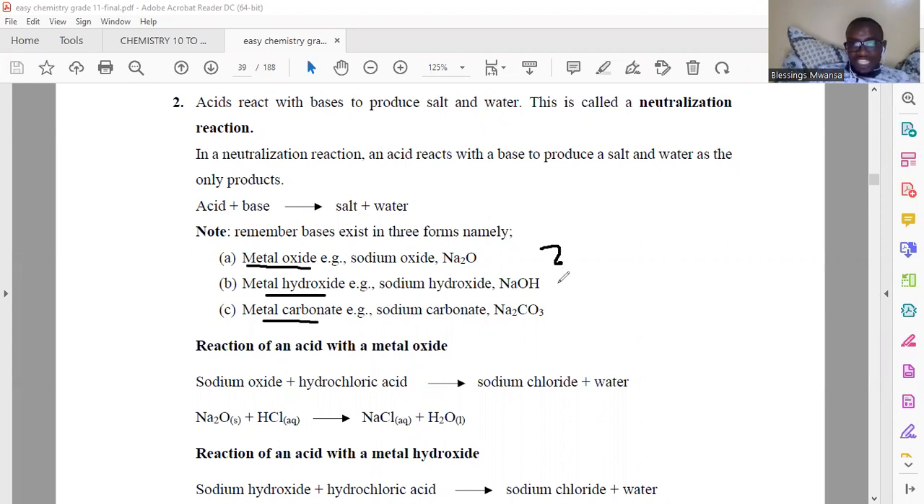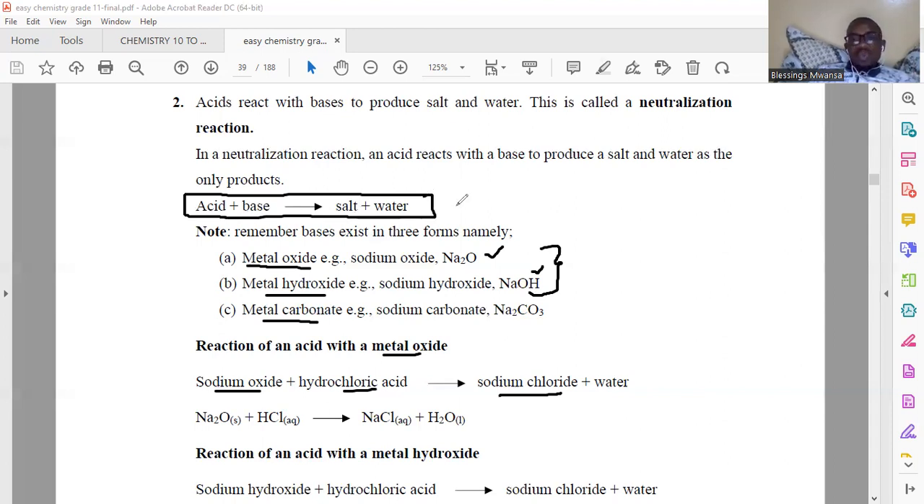Our reaction, which is known as a neutralization reaction, is a result of using a metal oxide and a metal hydroxide, then reacting them with an acid. So we can have sodium oxide. We'll soon look at the base and we'll be able to get more understanding of where this is coming from. When sodium oxide, which is a base in form of a metal oxide, reacts with hydrochloric acid, it will produce sodium chloride, which is a salt. When we look at the general equation here, we will be guided. So this produces salt and water only.